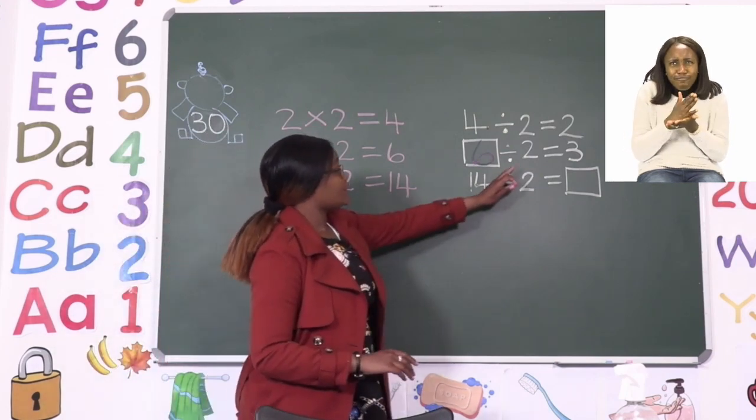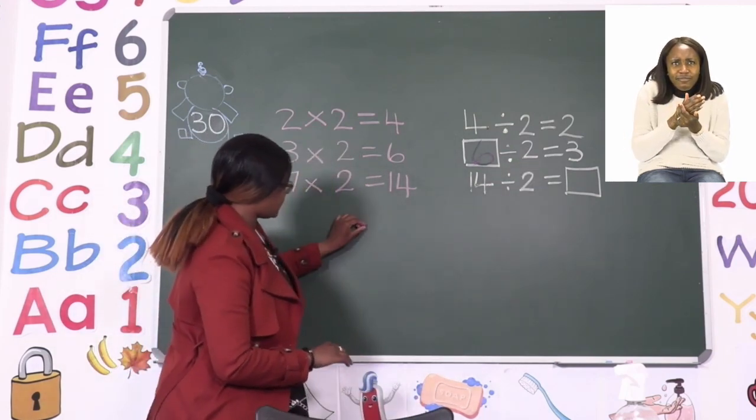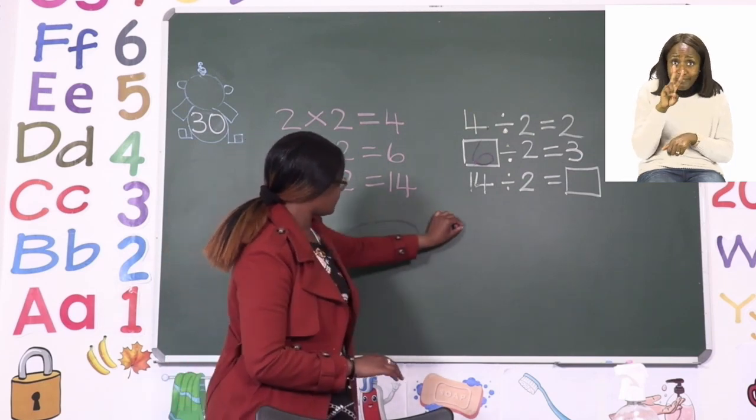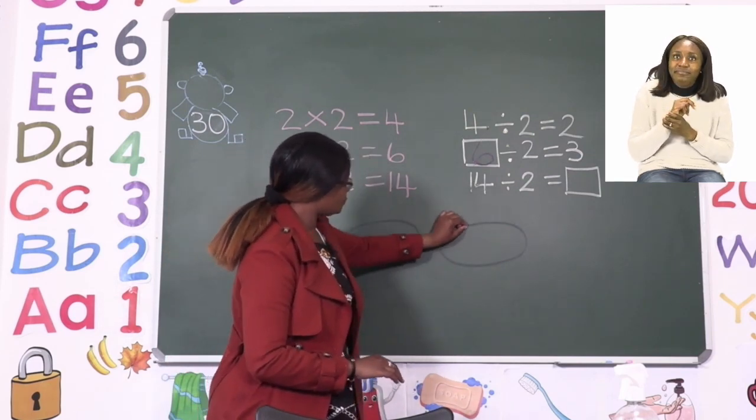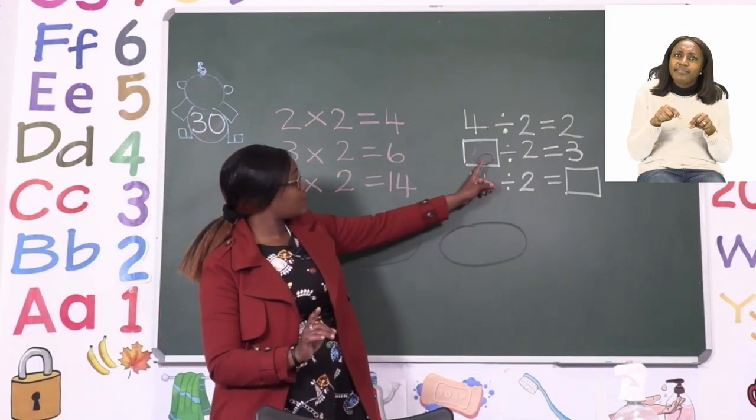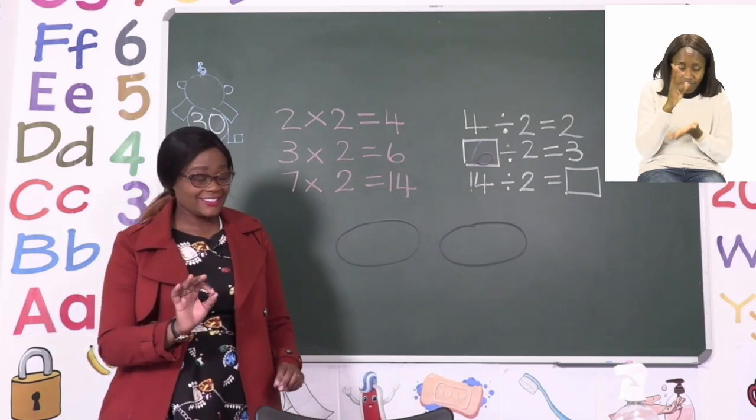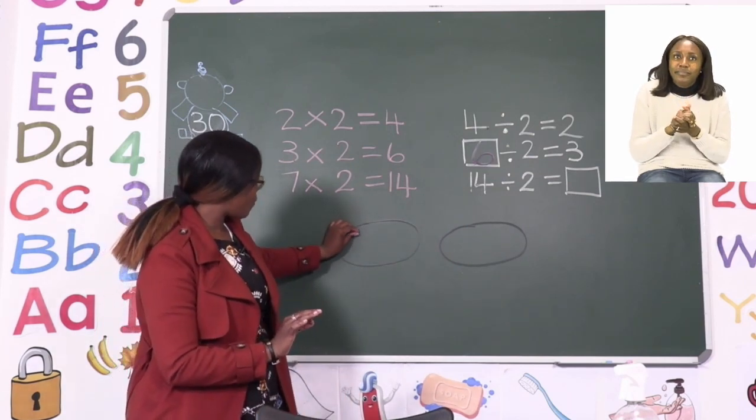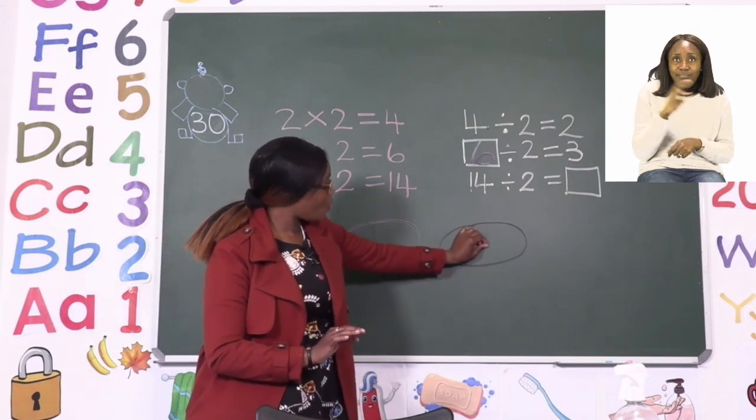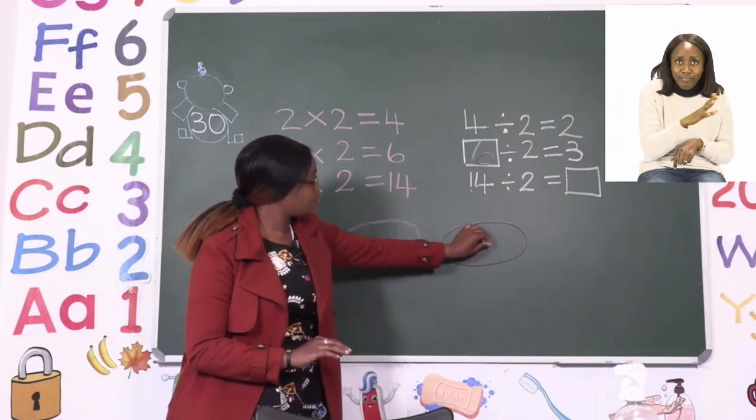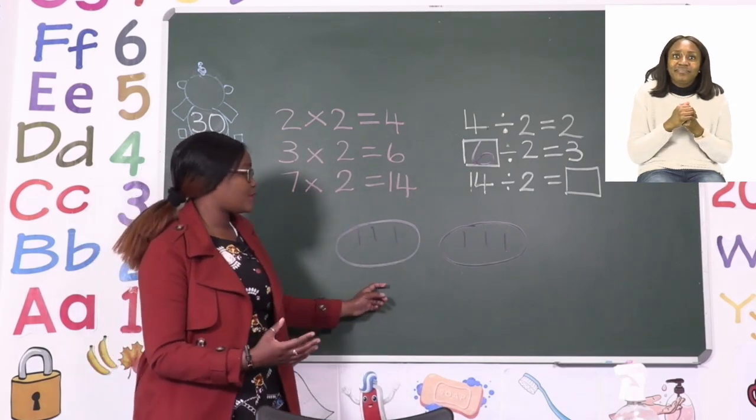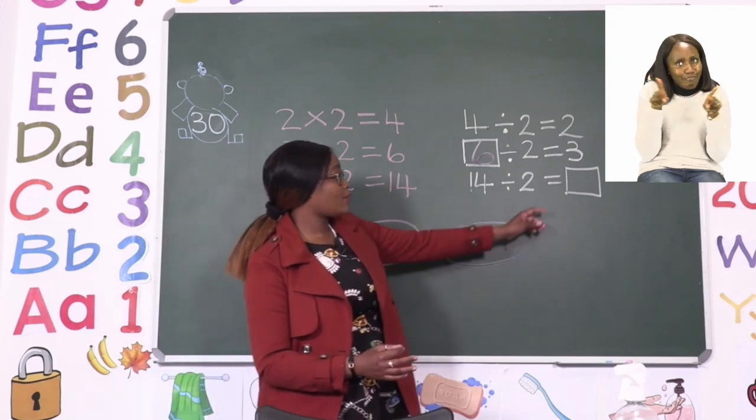So we first need 2 boxes, but we're going to draw circles. 1, 2. And then we are going to share them equally with 6. So if it's 1, 2, 3, 4, 5, 6. Whatever we have in each of them has to be our answer.